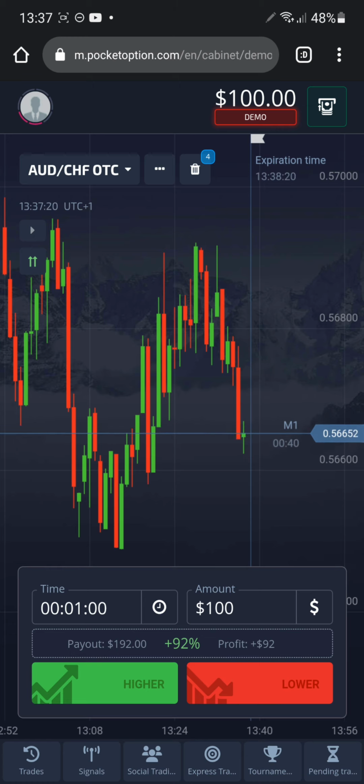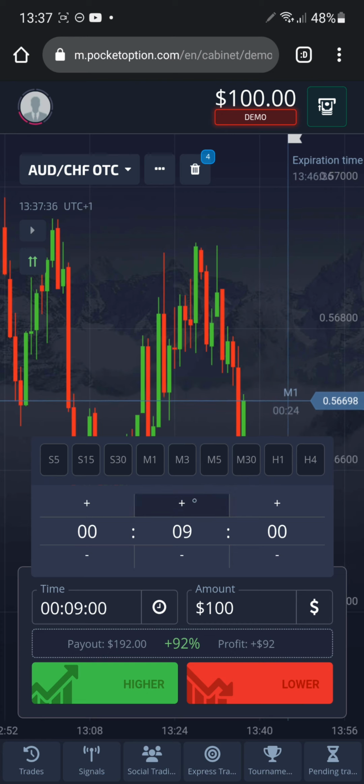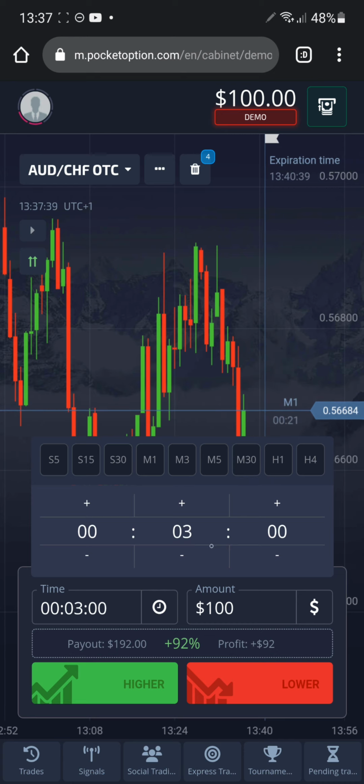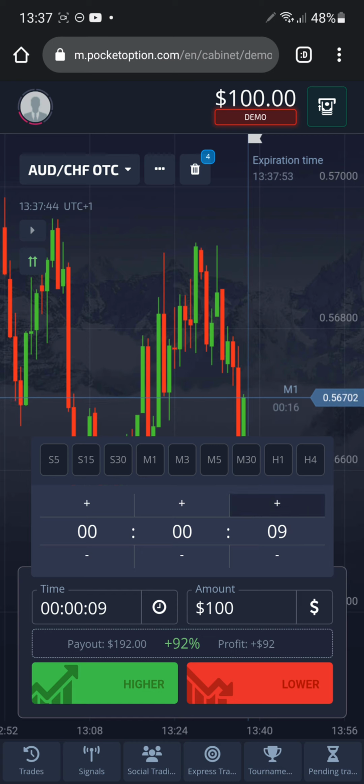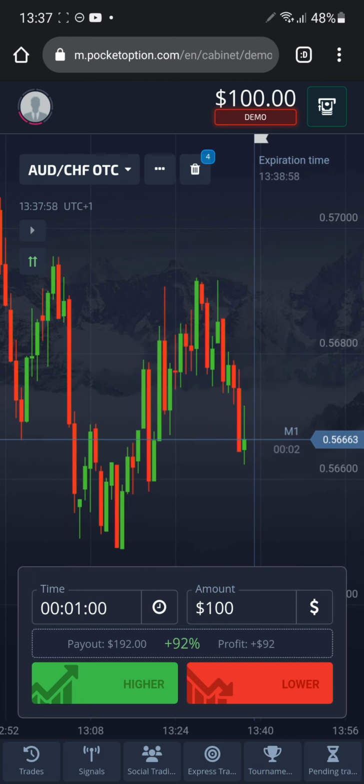Now if you click on this time, you can choose S5, S15, S30. It simply means you can choose between 5 seconds, 15 seconds, 30 seconds, 1 minute, 3 minutes, 5 minutes, or you can customize your own time, whichever time you feel. If you click these up and down arrows here, you can change it, or maybe you just want to trade for 10 seconds, you can do that here, or maybe just 12 seconds. Now I personally recommend that we start with M1, which is just 1 minute.